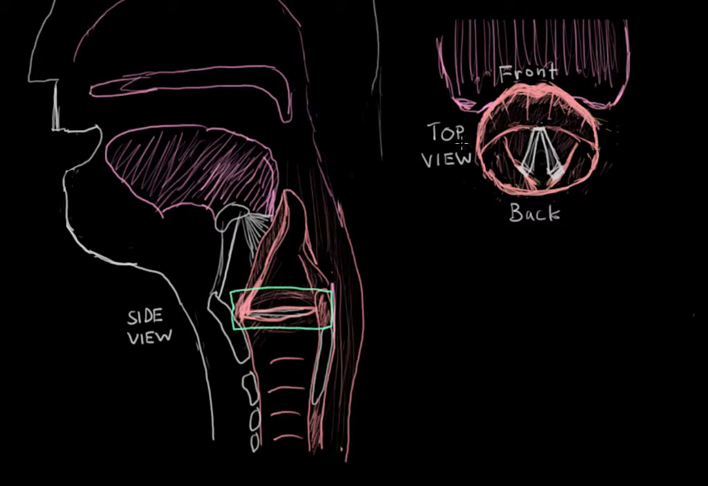vocal cords. Over here we have a top view of the larynx. If you were looking directly down at the vocal cords in the larynx, this is the view that you would see. This would be the front where the epiglottis is, right? The little flap of tissue that protects the airway when swallowing. And this is the back view. This is the view that's typically seen by practitioners when a patient undergoes laryngoscopy.